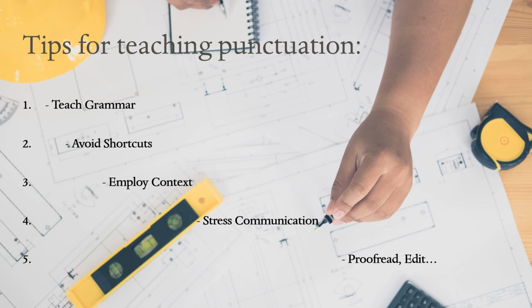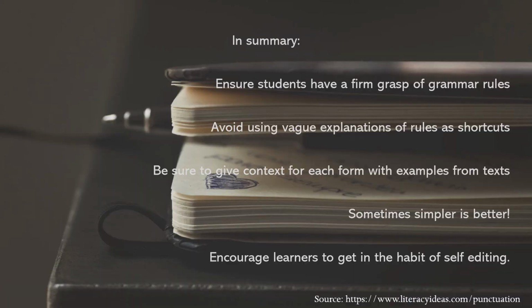Okay, so let's summarize. In summary, ensure your students have a firm grasp of grammar rules. That's nice and obvious. Explain things as they come up, but explain them in good detail. Avoid using vague explanations for rules or shortcuts. Don't just leave it at, oh, you can use a comma to break a sentence up into smaller chunks, because it will turn into a sentence which is the length of a paragraph.